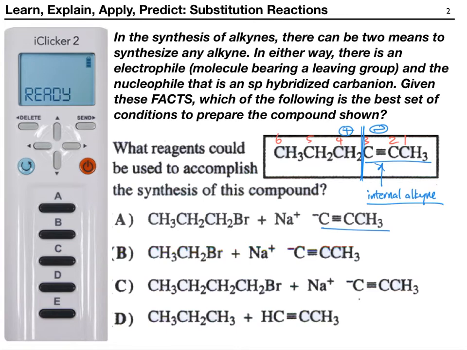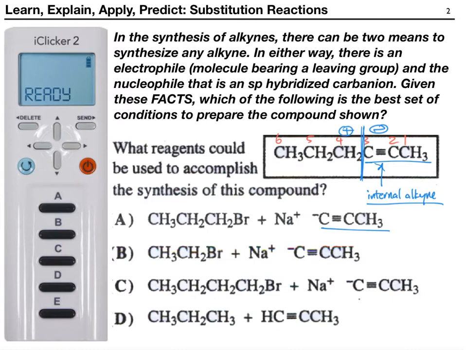1-bromopropane. So this is making this compound one way. I want you to consider making it an alternative way using a different starting alkyne and a different starting alkane. So you're making this bond between 3 and 4.